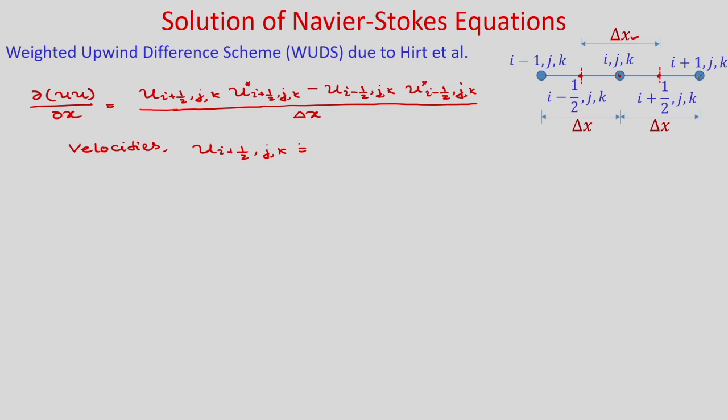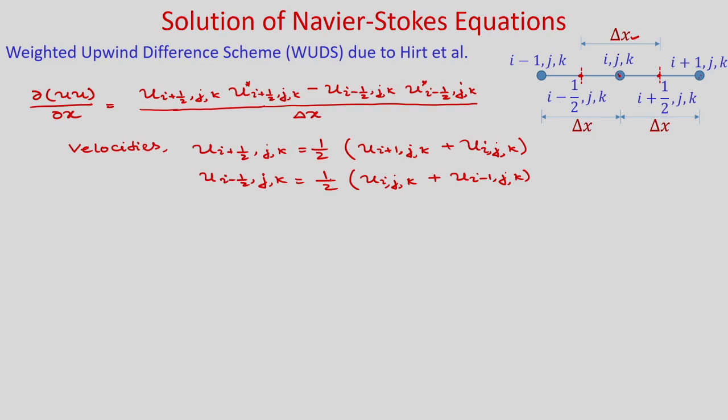So, you can write u(i+1/2, j, k) as half of u(i+1, j, k) plus u(i, j, k). Similarly, u(i-1/2, j, k) you can write as half of u(i, j, k) plus u(i-1, j, k). So, you can see at this point you want to find, you can use these 2 point values. It is just the average value at this point that we have considered.